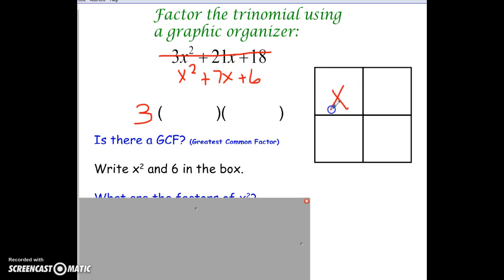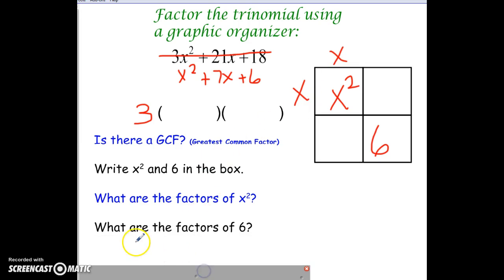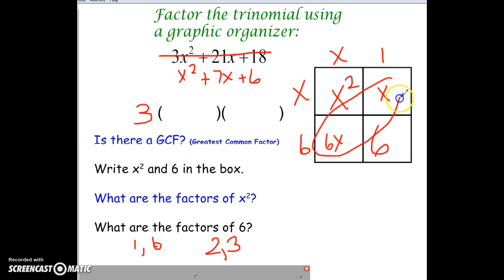So I take out the 3, I'm left with x squared plus 7x plus 6. So now I write x squared and I write 6. My factors of x squared are x and x. It's my only choice. The factors of 6, I could do 1 and 6, or I could do 2 and 3. So which of these combined would give me 7? I hope you said 1 and 6. So this gives 6x, this is 1x. These combined give me 7x. So I have x plus 1, x plus 6, and 3. So I have 3 factors for this.